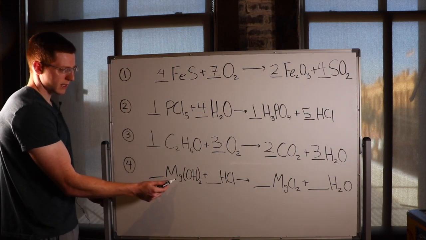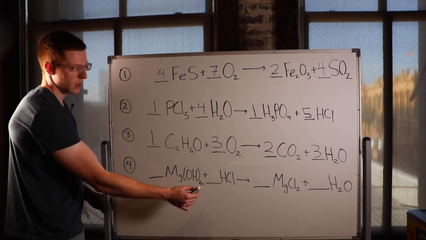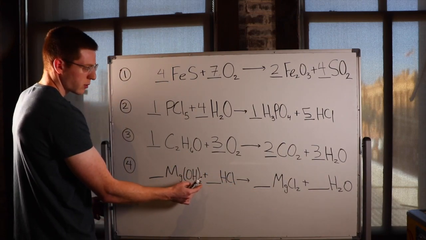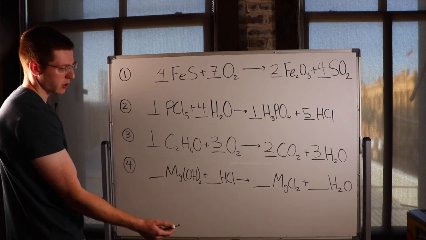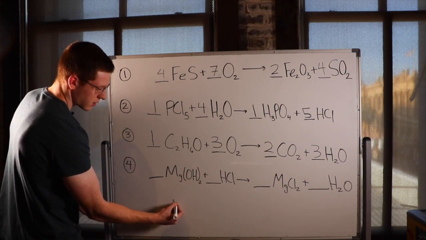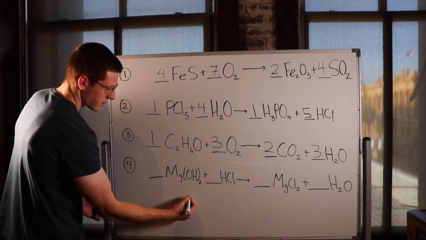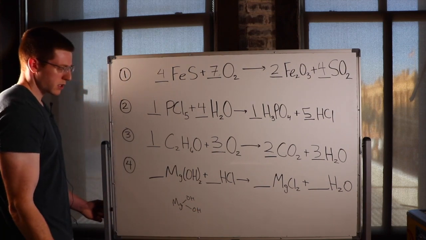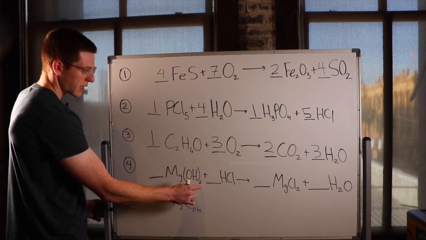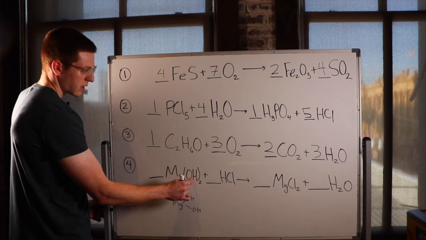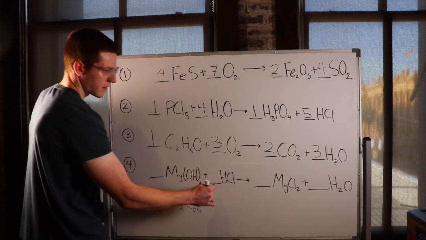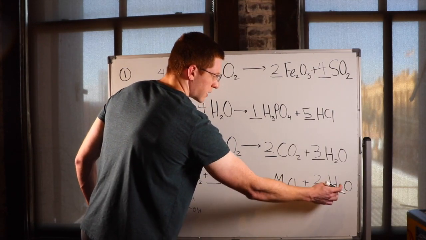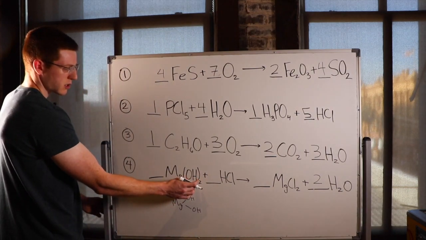So I'll start with magnesium. There's 1 magnesium over here, 1 magnesium over here. So that's good. So OH with a subscript of 2 basically means magnesium bonded with 2 hydroxide groups. So this means we have 2 oxygens and 2 hydrogens, right? So 2 oxygens on this side, 1 oxygen on this side. So I'll make this into a 2 to get the 2 oxygens to match with these 2 oxygens.